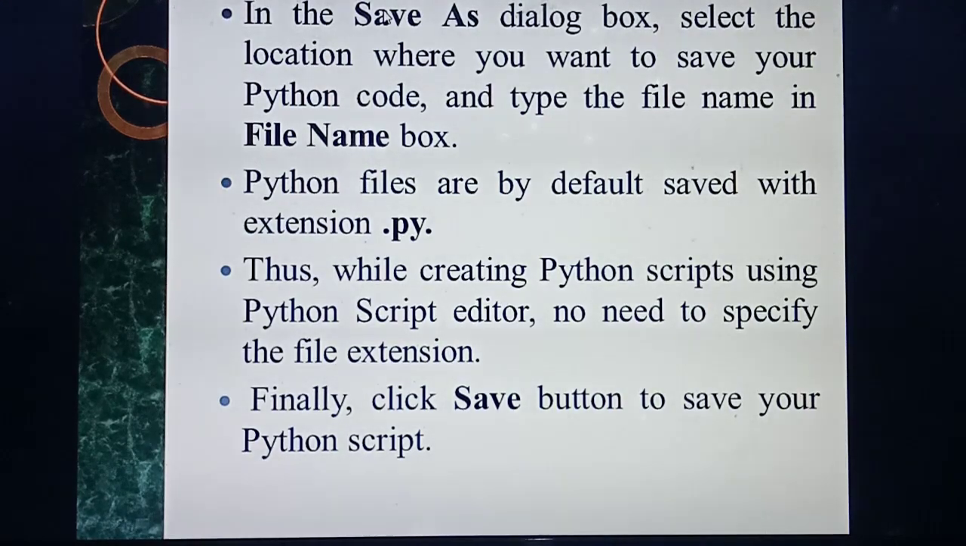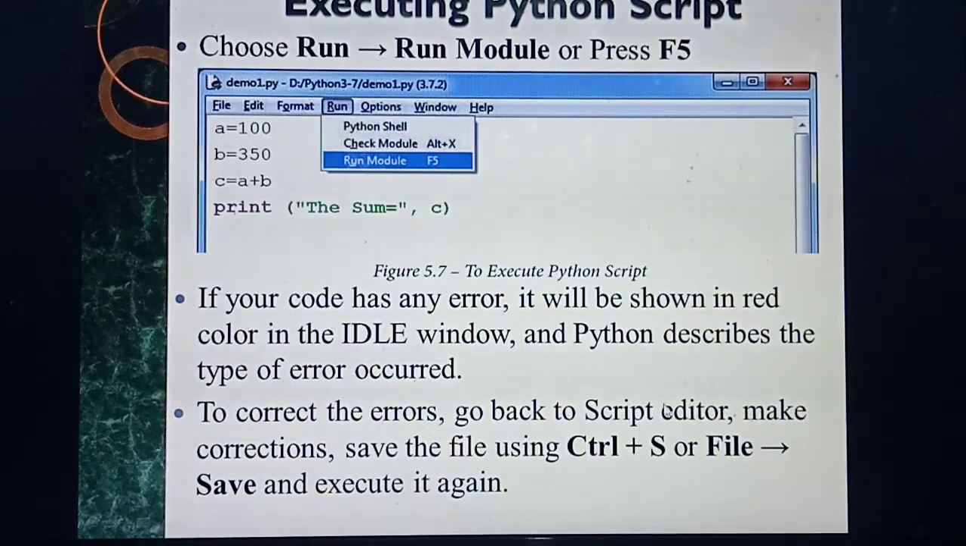Then whichever name you need to save with, you can save with that name in the same format, .py, then you can click the save button. Understood? Okay. Then first you have opened the file, then you have typed the program, next you have saved the program. 3 steps over.